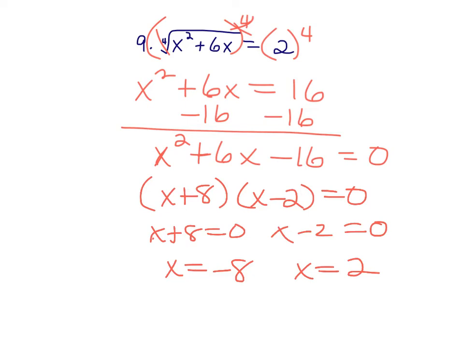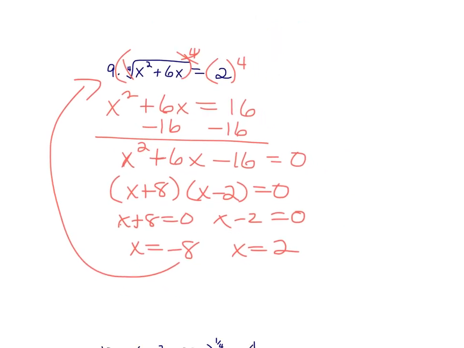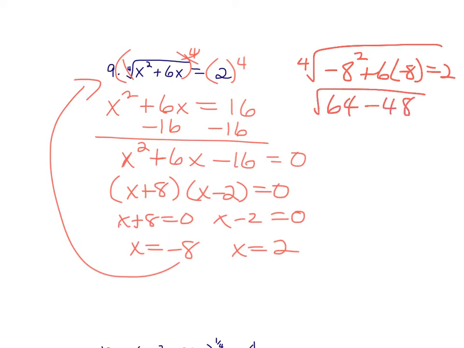When I do substitute in that negative number into the 4th root, it does work. This one's kind of manageable to do. If you do negative 8 squared plus 6 times negative 8, we're going to see if that 4th root equals 2. This gives me 64 minus 48, which gives me the 4th root of 16, which is 2. So that negative 8 does work on this one.